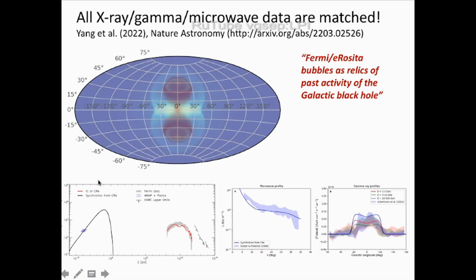And bottom left here is the broadband spectrum from our simulation. You can also see that it matches the spatial data quite well. On the bottom right, I'm showing you the profile of the microwave haze emission and also the profile of the gamma ray emission, and they also give a very good fit. So overall, we find very good agreement between the leptonic jet model and the multi-wavelength spatial data.